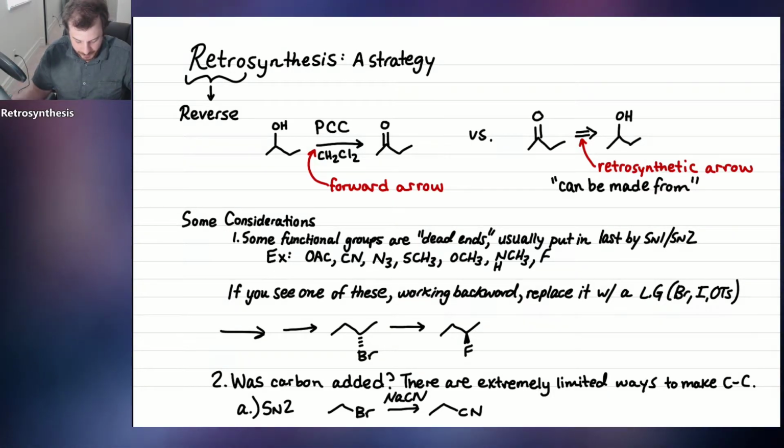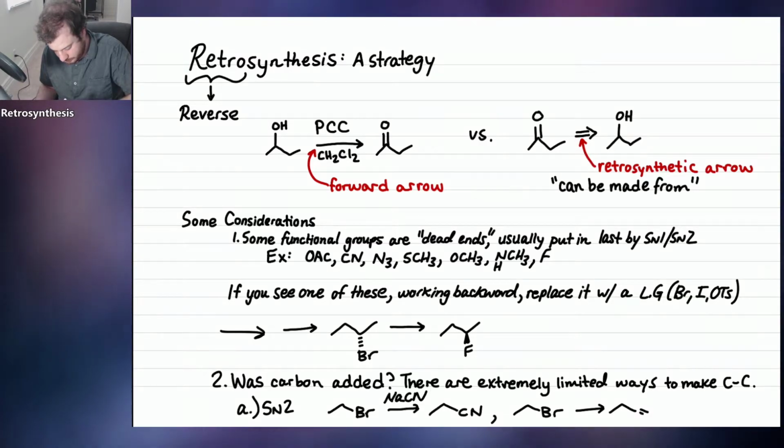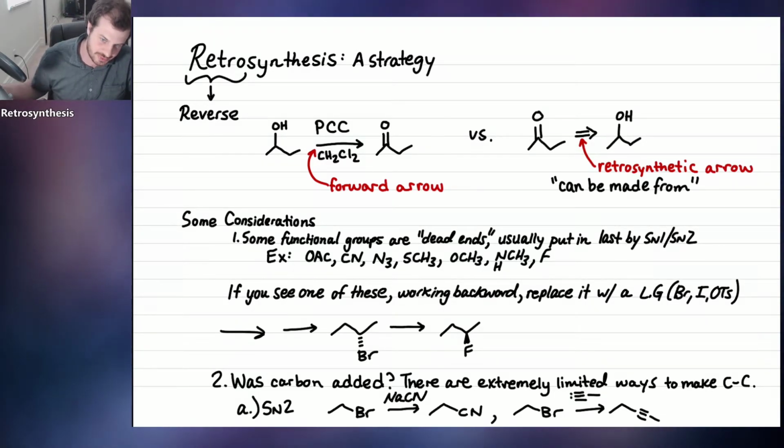Another thing to look for maybe, okay, looking at this problem here, we have 1, 2 carbons, and then in the product 1, 2, 3, 4, 5 carbons. So 3 carbons were added, most likely via an SN2 reaction with a deprotonated alkyne. That would give us the product there.